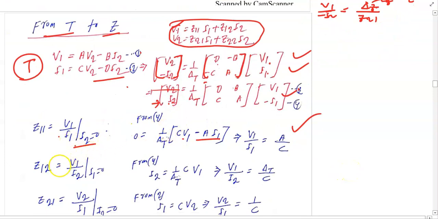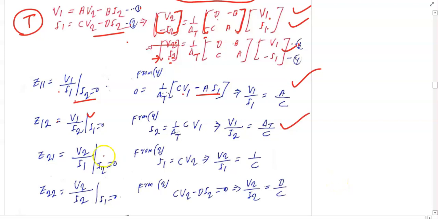Now come to G12. G12 is defined as V1 upon I2 when I1 equal to 0. From equation 4, V1, I1 and I2 are related, so I make I1 equal to 0. Then I2 equals 1 upon del t C V1, so V1 upon I2 will be del t upon C, where del t is the determinant of the T matrix, or transmission parameter matrix. Now G21 is V2 upon I1 when I2 equal to 0. From equation 2, very clearly, it is 1 upon C.